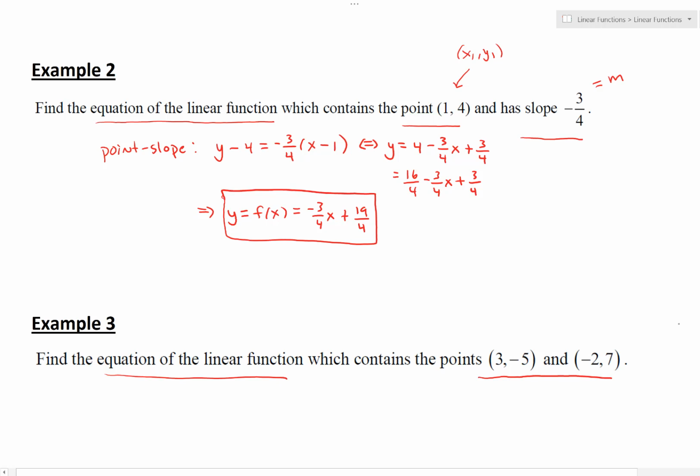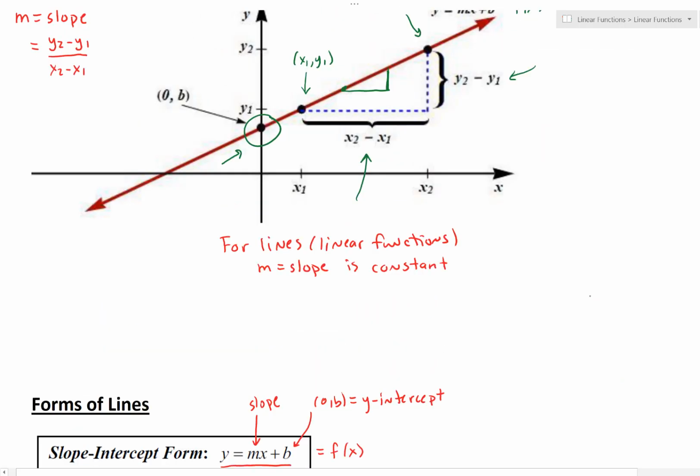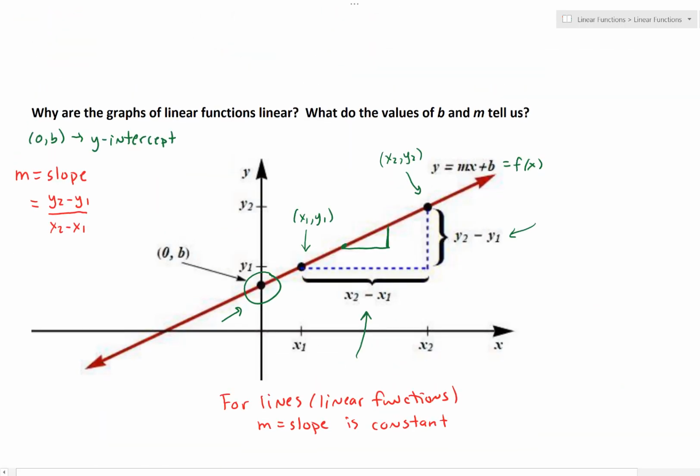We have to think back about what we need to find the equation of the line. We either need the slope and the y-intercept, neither of which we have here, or we need a point and the slope. So we definitely have a point here. We actually have 2 points, but we don't have the slope. But remember that we can find the slope, right up here on the top left.